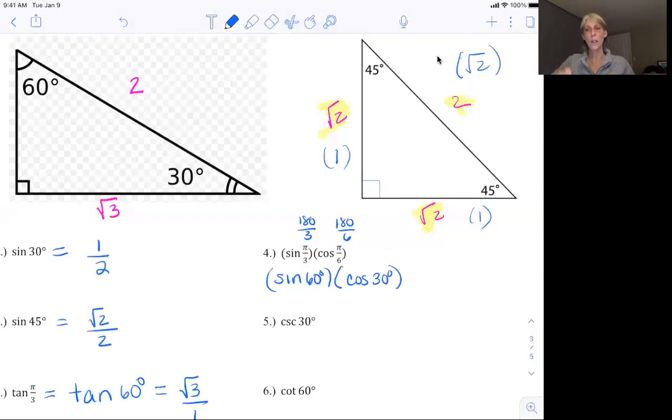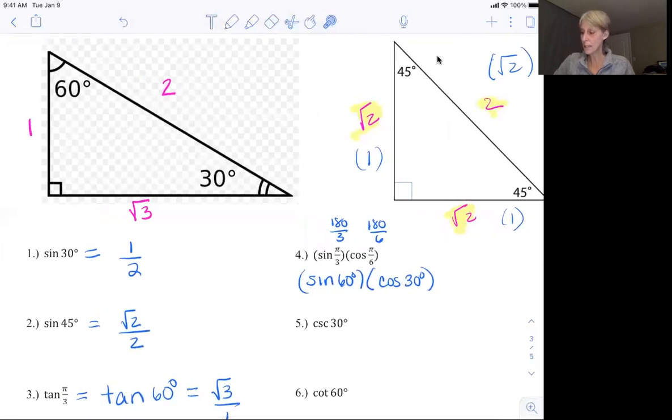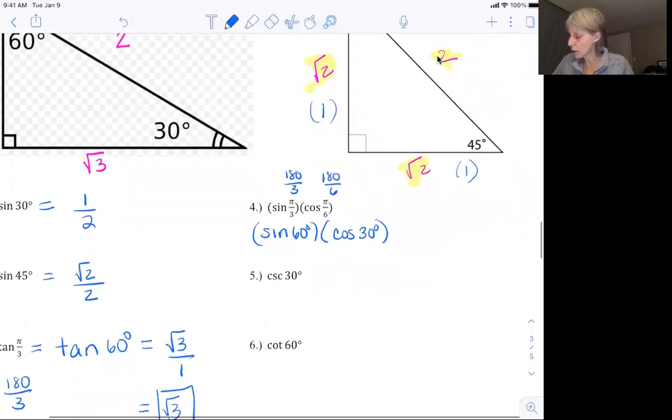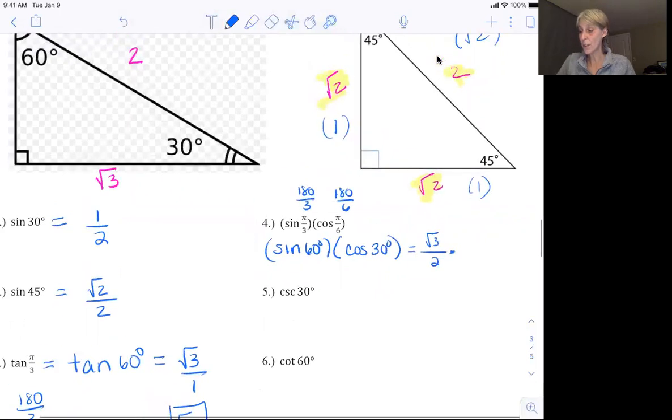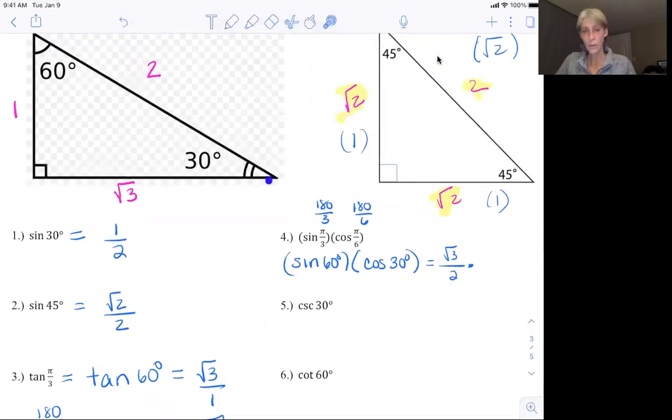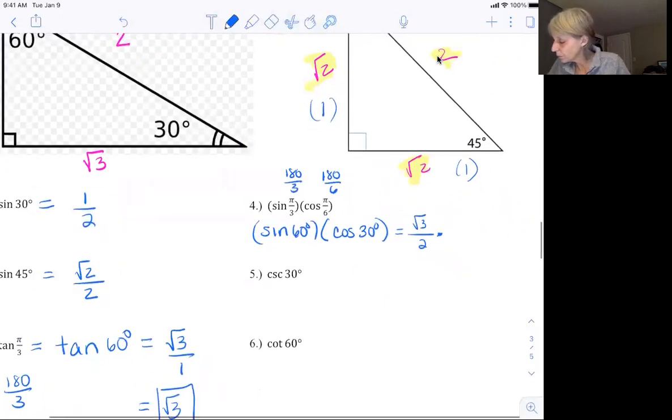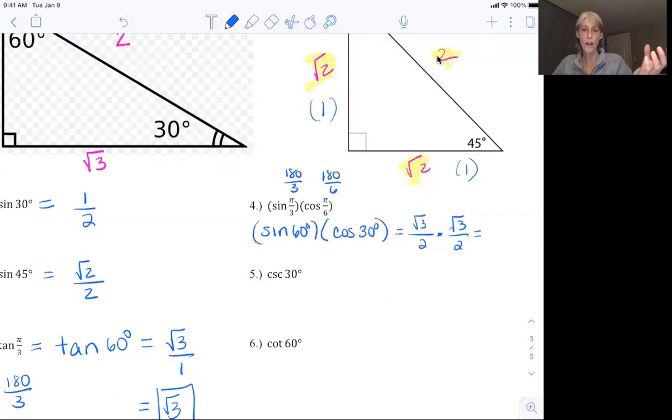This is the math you have to try to learn to do in your head. The sine of 60, well, sine is opposite over hypotenuse. Sine of 60 is rad 3 over 2. The cosine of 30 is rad 3 over 2. And we're going to multiply these numbers together. So this is the math you have to remember. Rad 3 times rad 3 is simply 3 over 4.